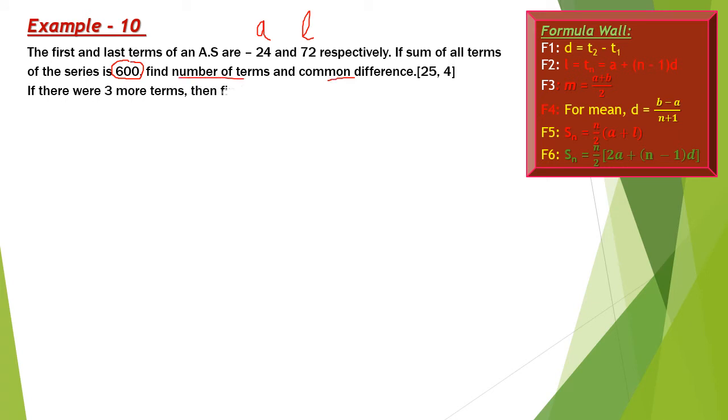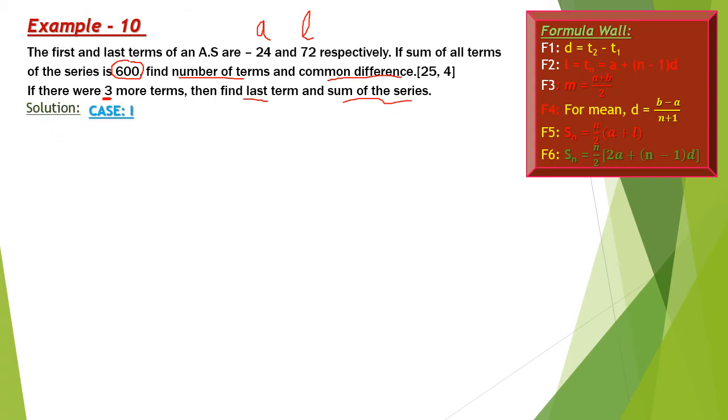We can easily find the common difference. The answer is given. And if three more terms are added to the previous number, then we have to find the last term and the sum of the series. So here we are going to find four answers.